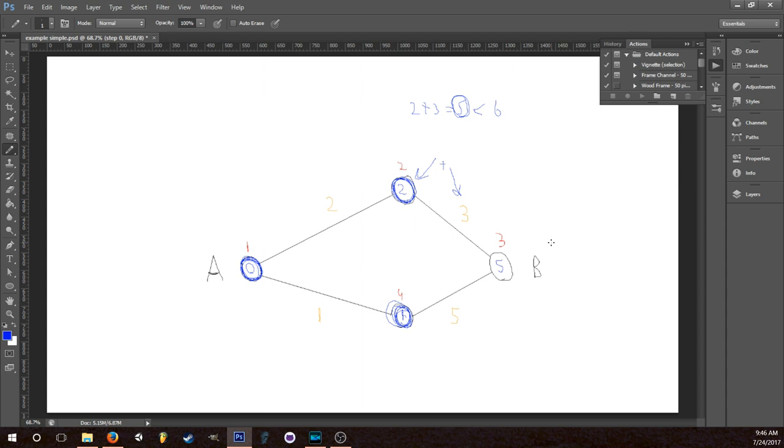Now, with that done, this node finishes. And now there's no other nodes left. There's just the final B node. So we can circle this and make it permanent pretty much immediately, because it has no other sections to evaluate. And that's it. That's the first example. So I hope you guys understood it. And yeah, that's Dijkstra's algorithm right there.